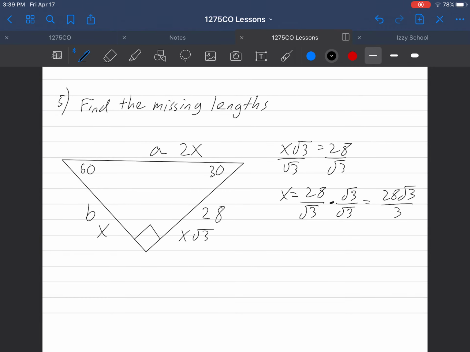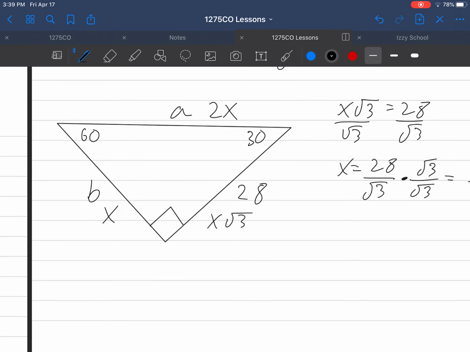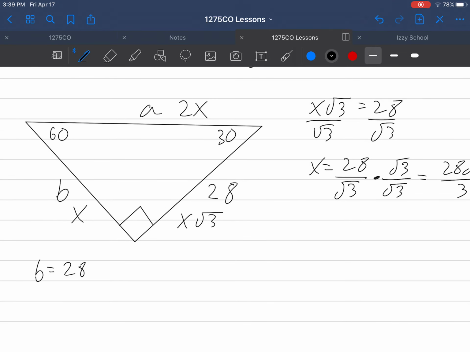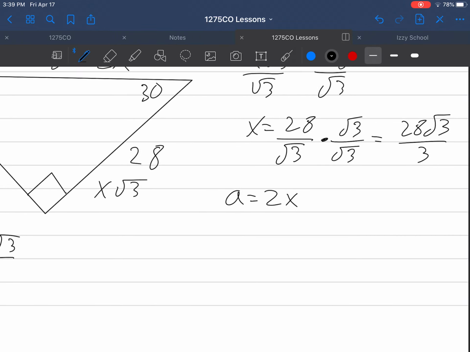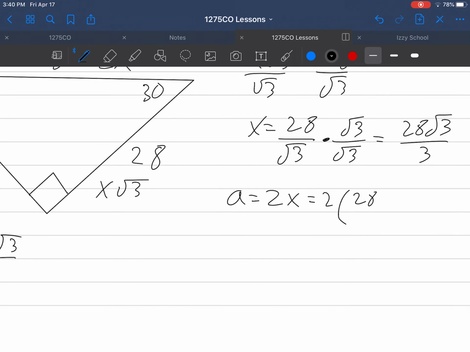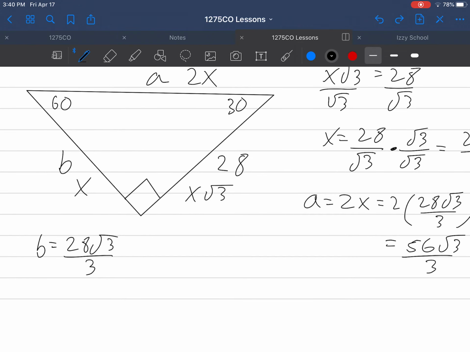So that means b is equal to 28 radical 3 divided by 3. What about a? A is equal to 2x. That's equal to 2 times 28 radical 3 divided by 3, which is going to equal 56 radical 3 divided by 3 after some multiplication. So this is our value of a, 56 radical 3 divided by 3.